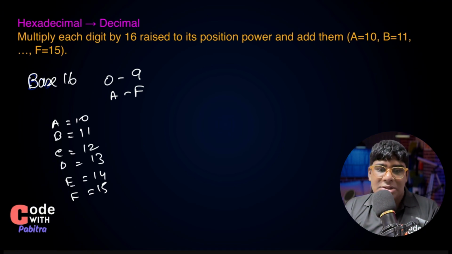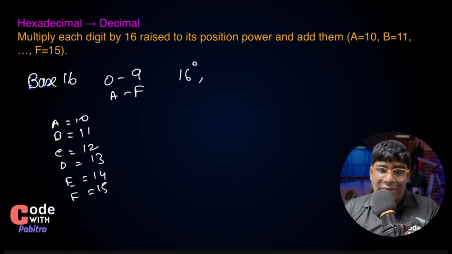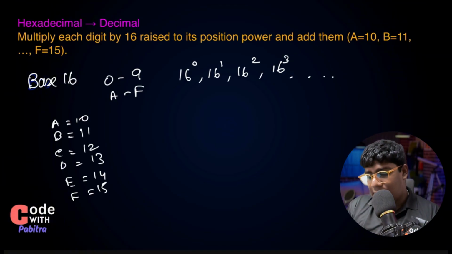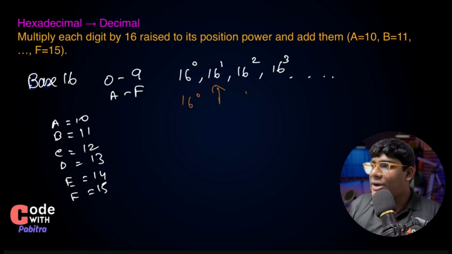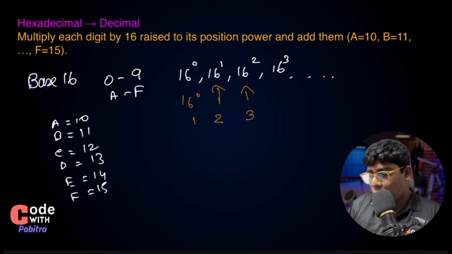Hexadecimal place values: for a hexadecimal number, the place values are 16 to the power 0, 16 to the power 1, 16 to the power 2, 16 to the power 3. Starting from the right hand side, the first digit is 16 to the power 0, the second digit is 16 to the power 1, the third digit is 16 to the power 2, and so on. This is the first place, second place, and third place.